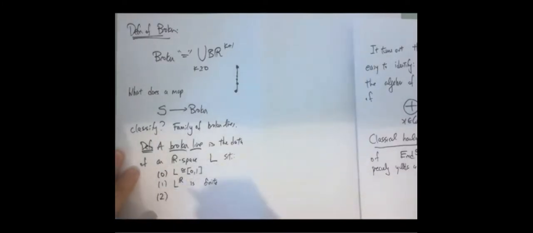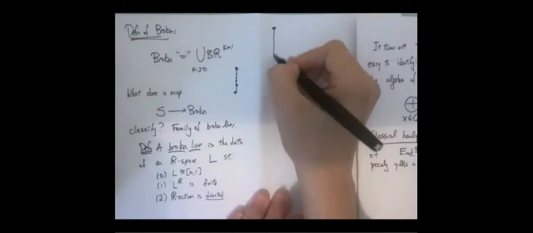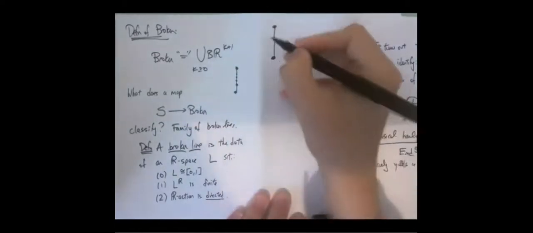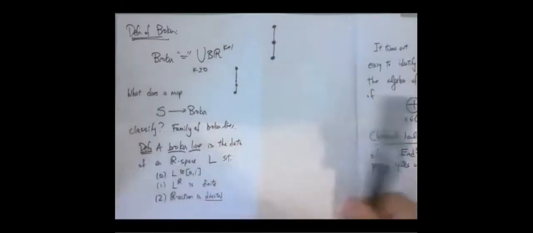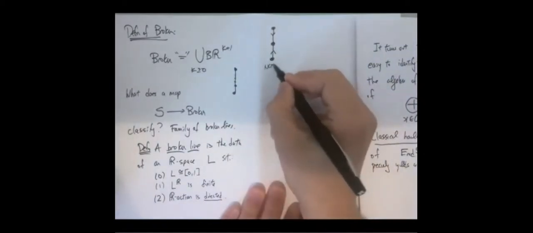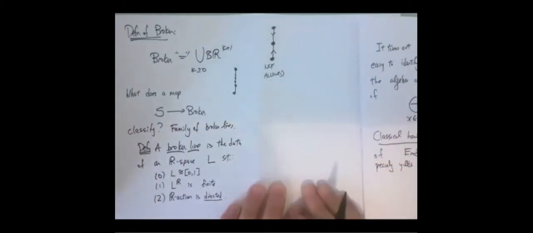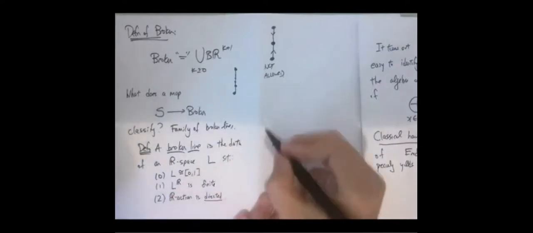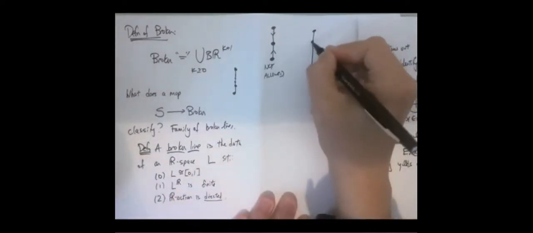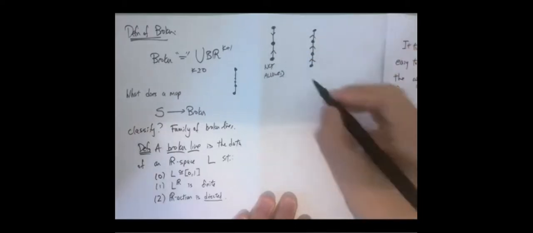The second thing is that I demand that the R action is directed. An informal way to put this is that it defines an orientation on L. For example, you can imagine an R action with exactly 3 fixed points, but where the direction of the R action looks something like this. This is not allowed. An example of a broken line would be a closed interval with finitely many fixed points, and the R action might look something like that. This is allowed.